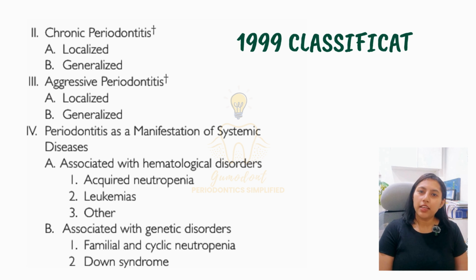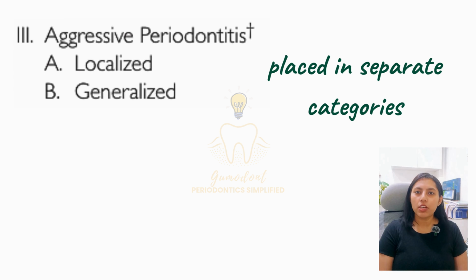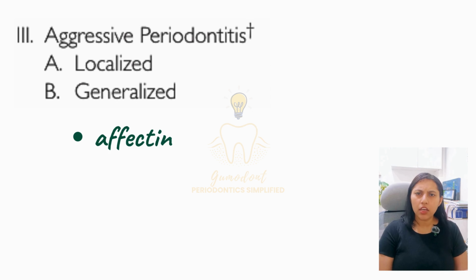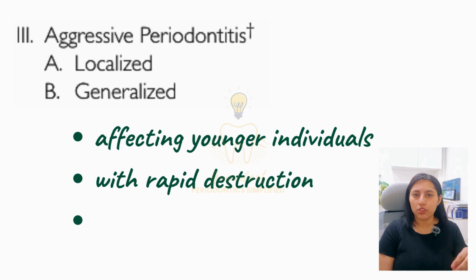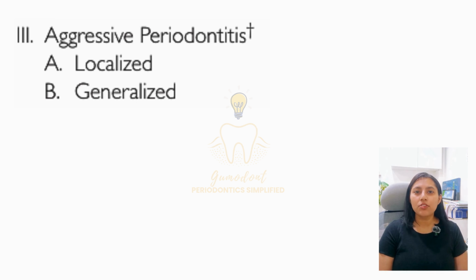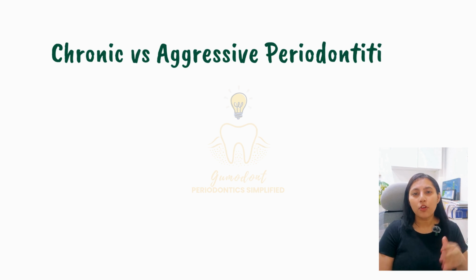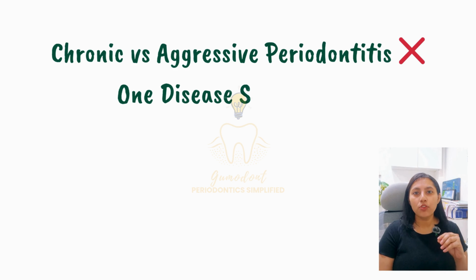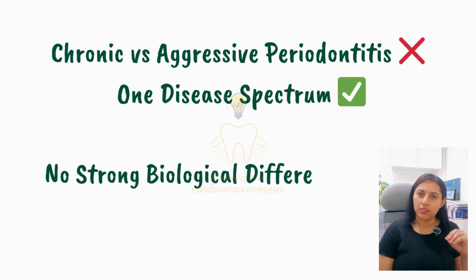In the 1999 classification, periodontitis was divided into chronic periodontitis and aggressive periodontitis. Aggressive periodontitis was considered a separate disease, usually affecting younger individuals with rapid destruction and sometimes minimal deposits. But over time, researchers realized that there was a significant overlap between chronic and aggressive forms, and there was no strong evidence proving that they were biologically different diseases.